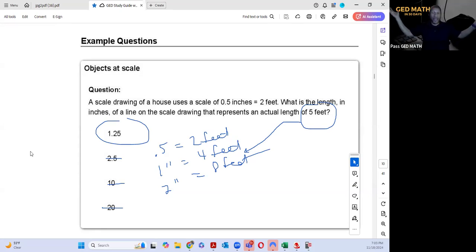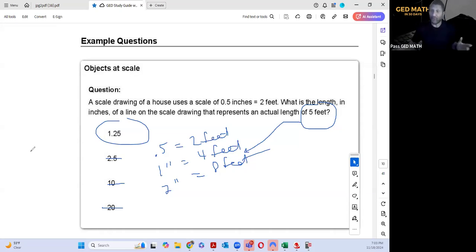I didn't do anything algebraically. I used common sense. I set up the ratio and set it up so I could easily see. If I know 1/2 inch is 2 feet, I know 1 inch is 4 feet. I know 2 inches is 8 feet. If I'm trying to find out the length for an actual 5 feet, I know it's in between 1 and 2 inches. Looking at my multiple choice, it can't be 20, it can't be 10 because 10 is not between 1 and 2. 2.5 is not between 1 and 2. The only answer between 1 and 2 is 1.25.